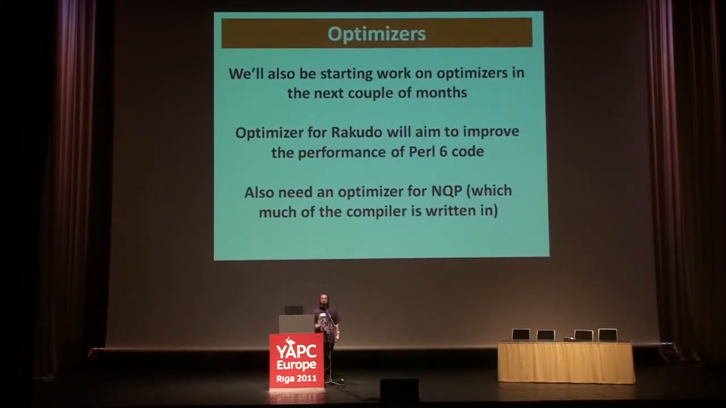Then, of course, the big task will be writing optimizers. We've got ourselves the ability to do that, but next is, of course, sitting down and writing it. This is where we'll get the real wins. The 4 to 5 times speed win that we've just got is nice, but this is where we will get more of the order of magnitude one. We also will write an optimizer for NQP, which is the language we implemented the compiler in, so the compiler gets faster too.